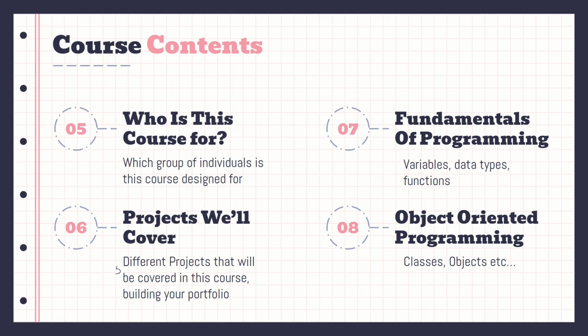Finally, we'll move on to learning the fundamentals of programming. We'll learn what a variable is, what data types are, what a function is, if and else statements, loops, lists, dictionaries, and stuff like that. We'll learn the basic fundamentals of programming. If you are completely new to programming, don't worry about all these terms. We'll just cover them. Then we'll move on to more complicated stuff such as object-oriented programming. We'll cover things like classes, objects, etc. After that, we'll go ahead and build the different projects that are mentioned in part 6.